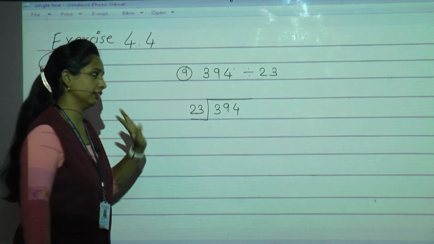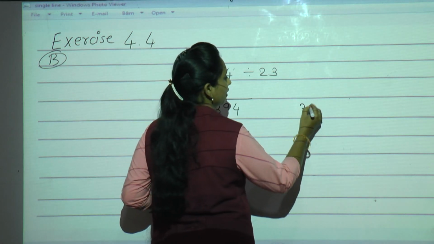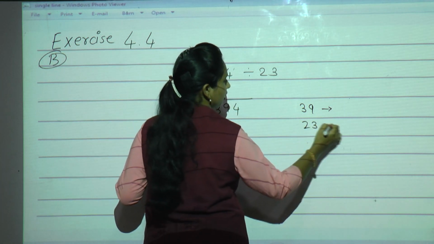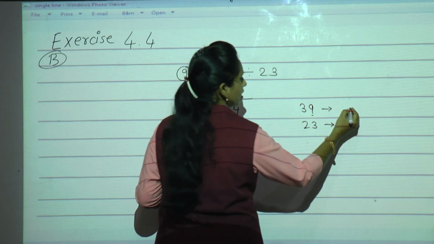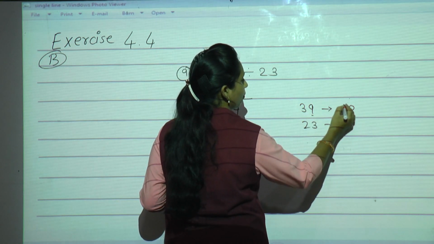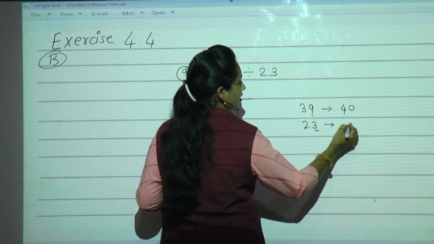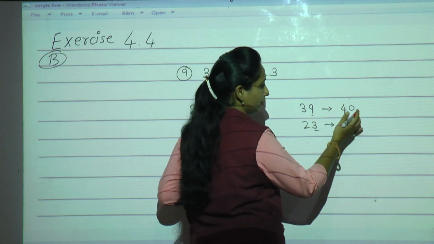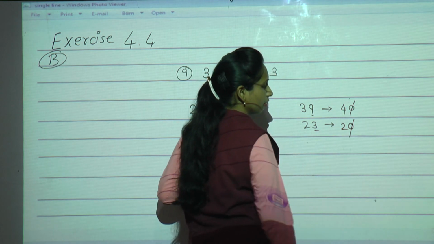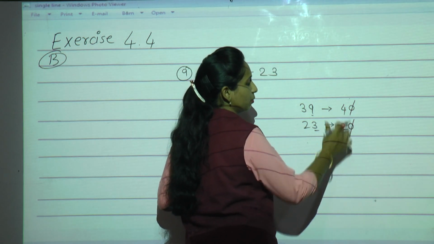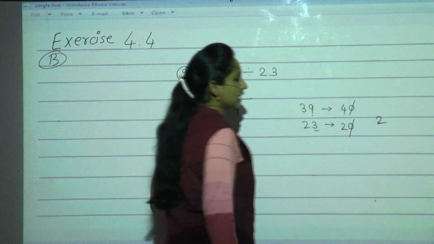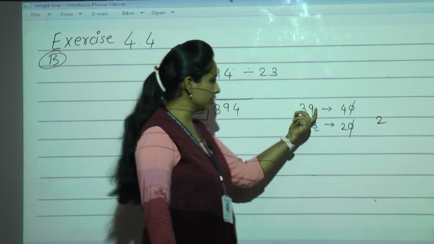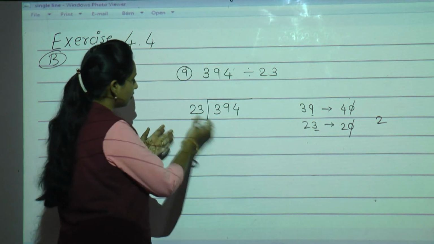Now 39. Roughly we will find the estimate of the 2 digit 39 and the divisor 23. 39 means 9 becomes 0, add 1, 40. 23, 3 becomes 0, 2 as it is. Now we got the estimate numbers. Now cross the 2 zeros. What is remaining? 2 times 2 means 4. This is the estimated quotient of this number. With this only we will try.